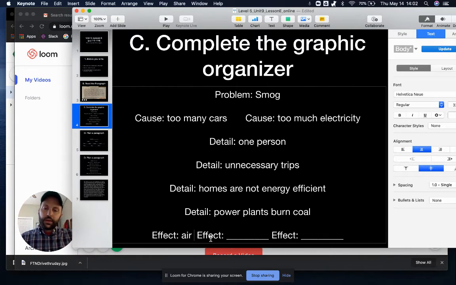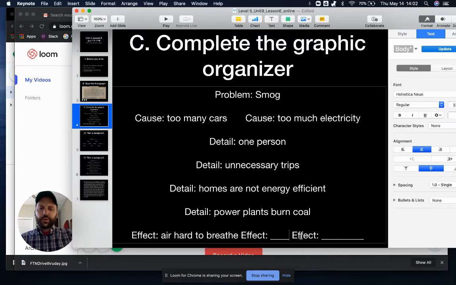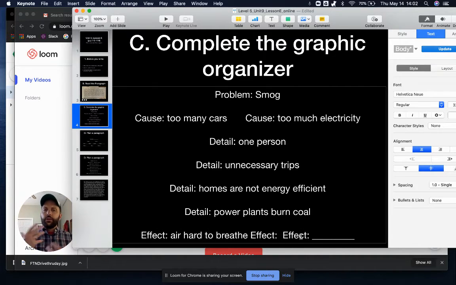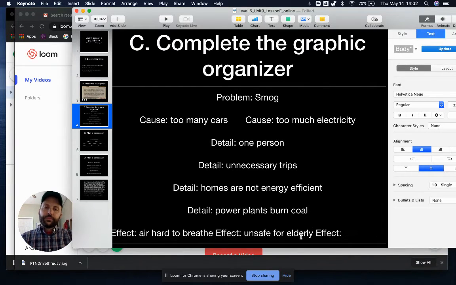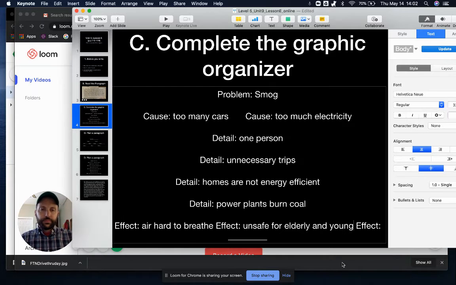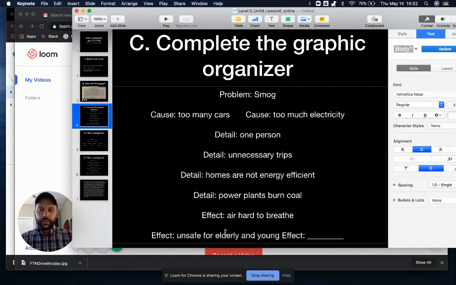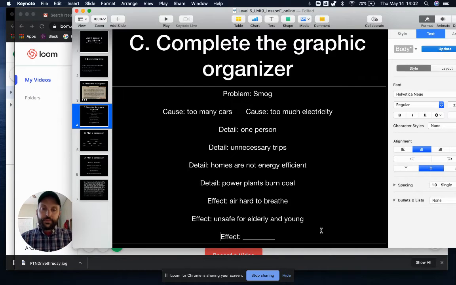The first effect is the air is hard to breathe. It says the smog, if you remember, is thick, and so the air becomes hard to breathe. And so the next effect then is it makes things unsafe for the elderly and the young children. And then lastly, the last effect is it kills plants and trees. Which, remember, plants and trees, they clean the air and produce oxygen. So that's a problem.